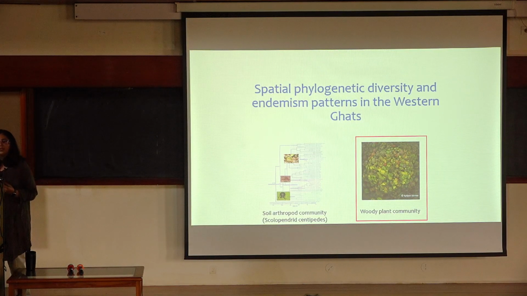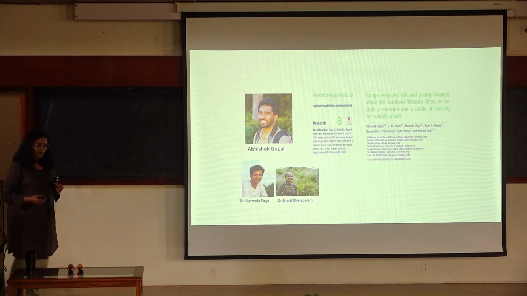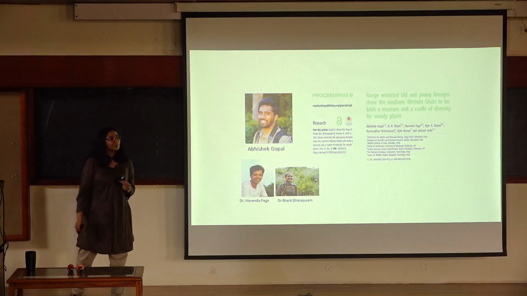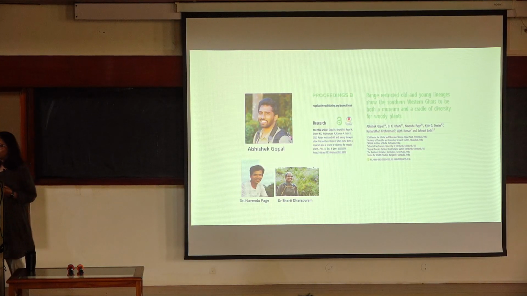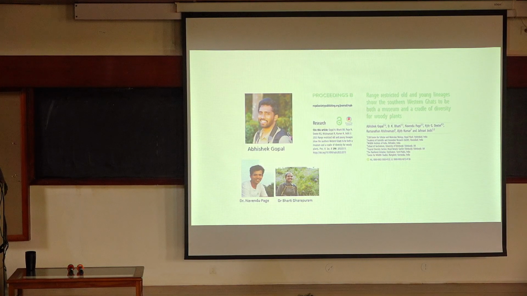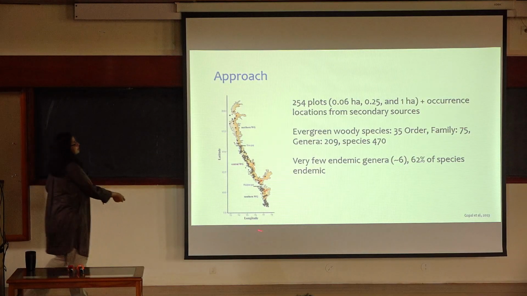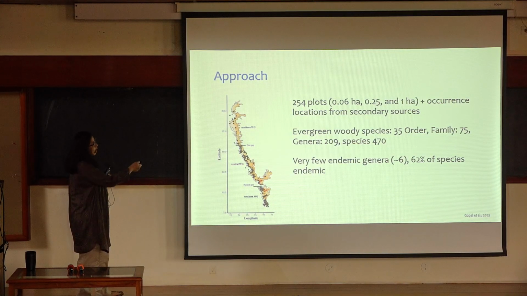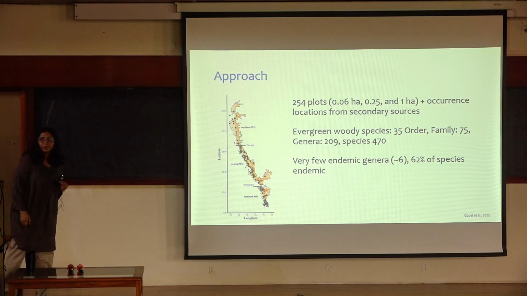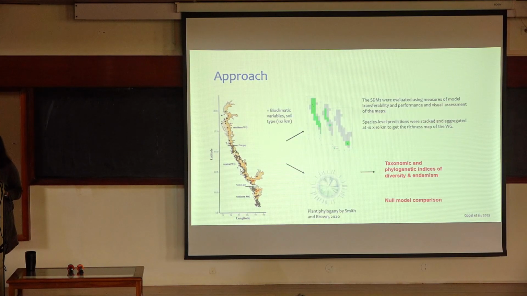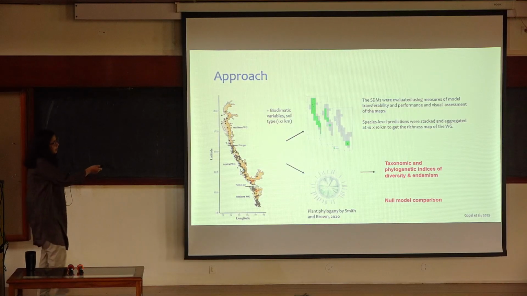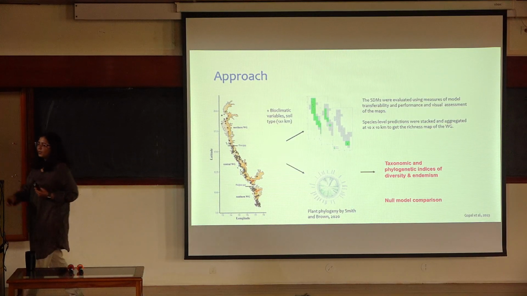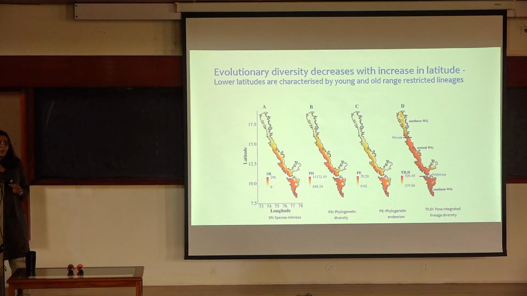Then we moved on to woody plants, and this is the work led by a graduate student in the lab, Abhishek, in collaboration with Navendu, who is also a CS alumni from the 2008 batch. What we did here is look at the data which Navendu had collected during his PhD across the Western Ghats, complemented that with other occurrence data, and used a similar approach. We used the global tree which was available for plants, and looked at the diversity patterns.